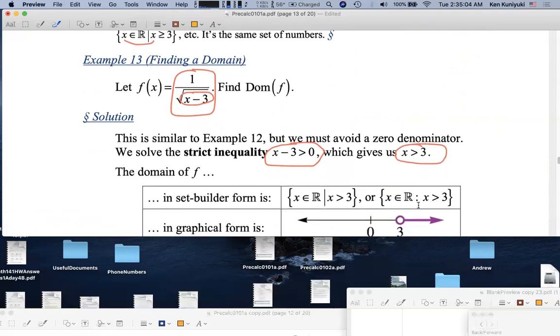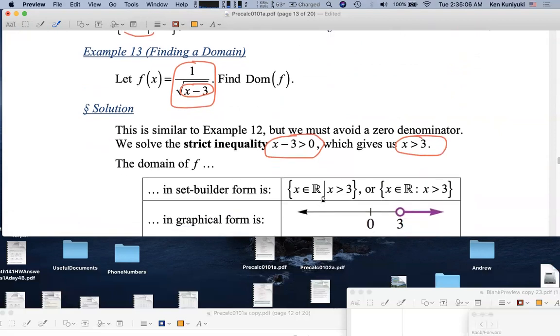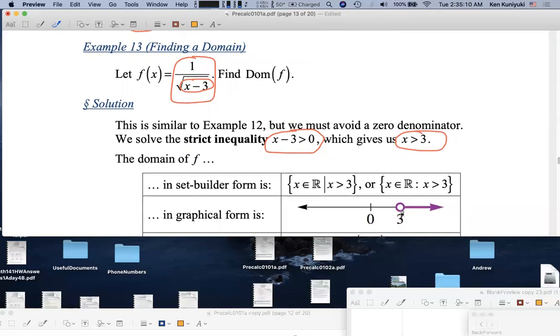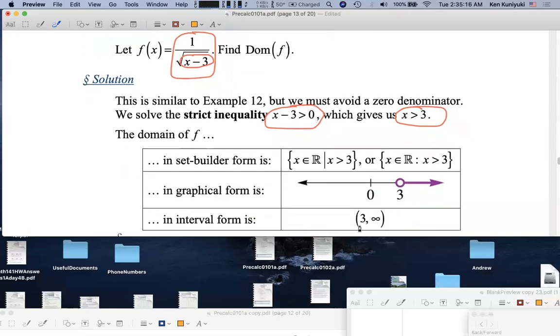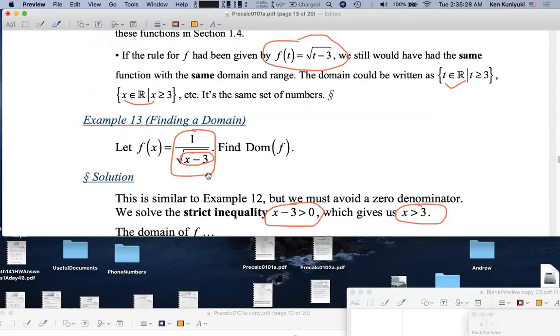So the domain of f is the set of all real numbers that are strictly greater than 3. 3 itself is illegal. Notice the open hollow endpoint over here at the 3. In interval form, instead of a bracket, we have an open parenthesis. 3, comma, infinity, parenthesis. So it makes all the difference in the world if the radical is in the numerator or in the denominator.